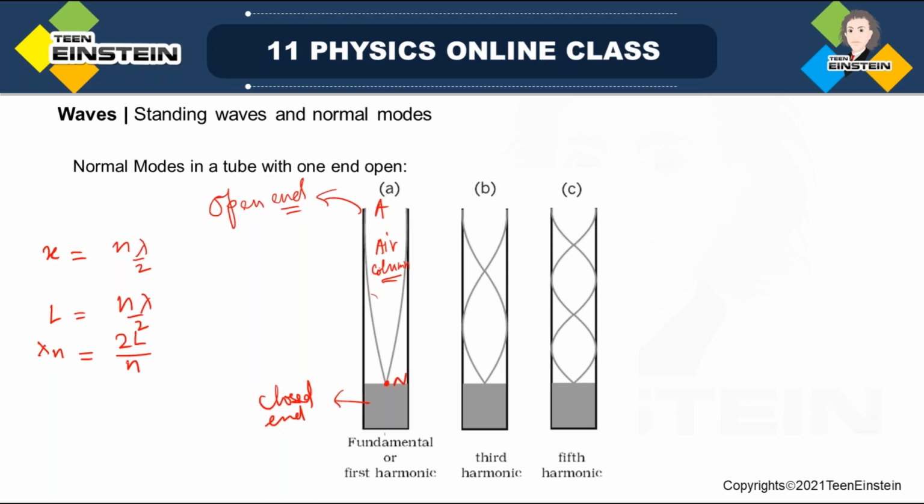This is lambda equal to 2L by n. This is the general formula for all the wavelengths which could be excited within this air column. So we can put n is equal to 1, then lambda 1 will be 2L. Then lambda 2 will be obviously L, lambda 3 will be 2L by 3, etc. So these are the wavelengths we can excite.